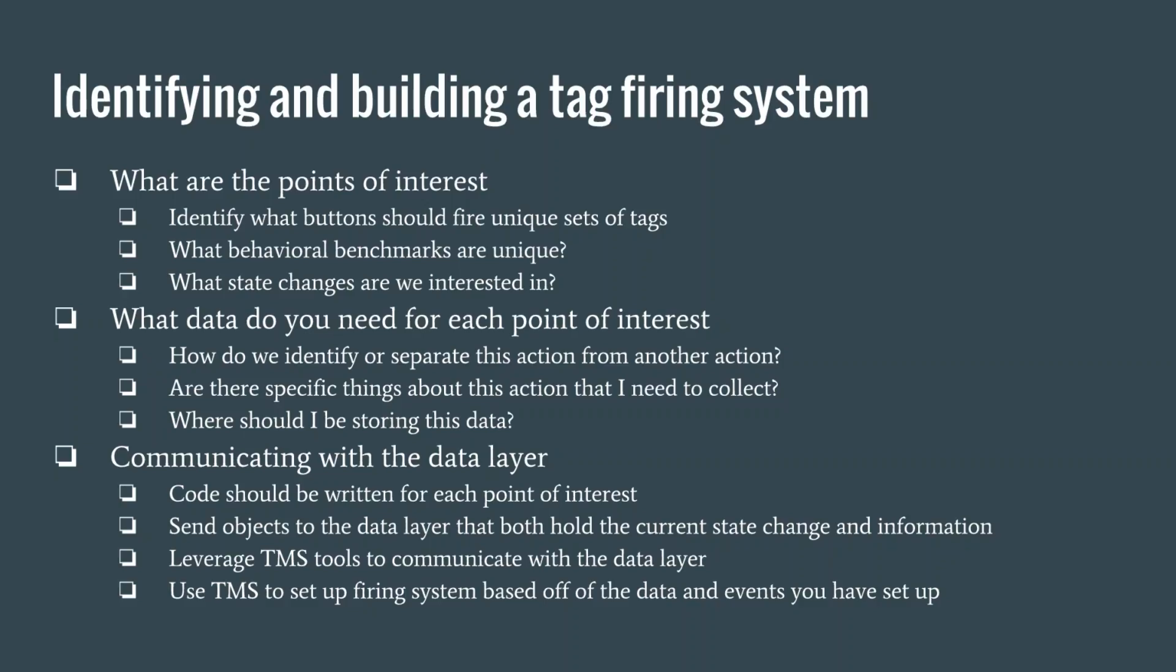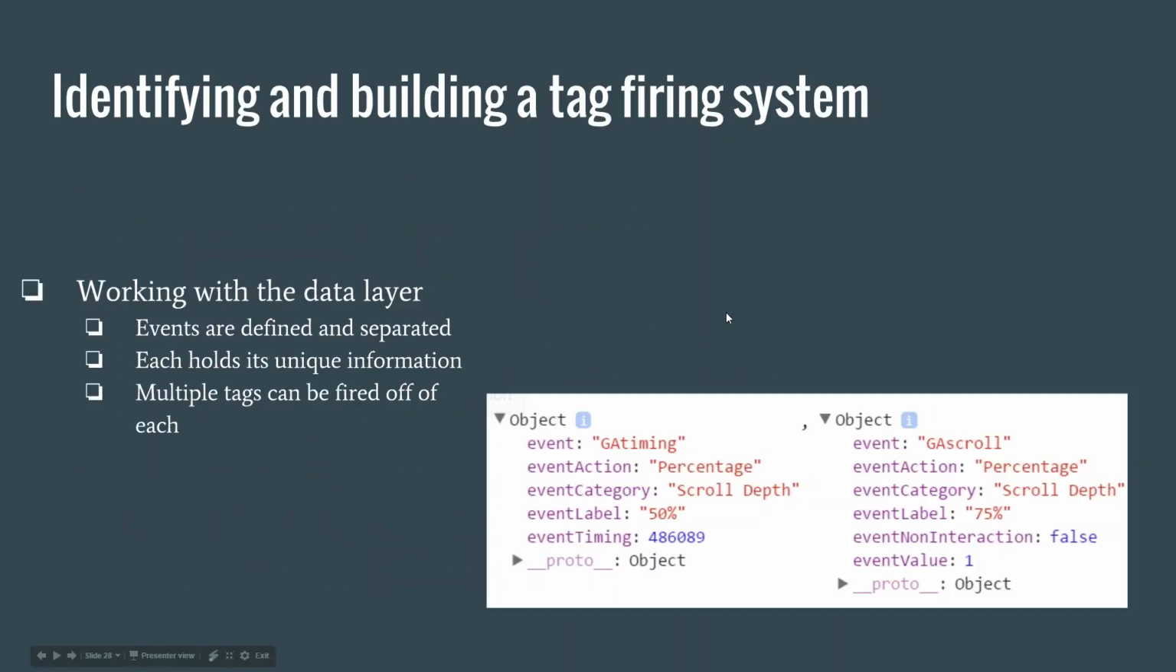Okay, so moving on. This is an example that I showed earlier, but this is just to go back to really breaking down how this data layer is going to communicate with the TMS, whether you overrode the function and had your developers do it that way or you're using GTM. Now we can talk about what we've talked about. The events are separated into GA timing and GA scroll. We have all of the information there. They hold their unique information about each situation where that happened, and now different tags can fire on each of those things happening.